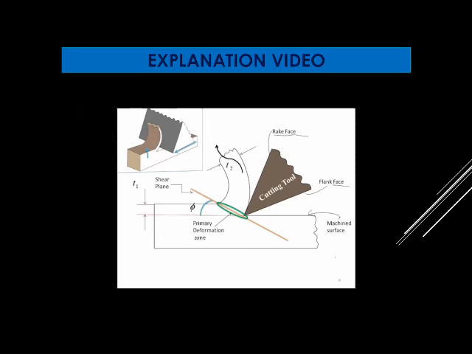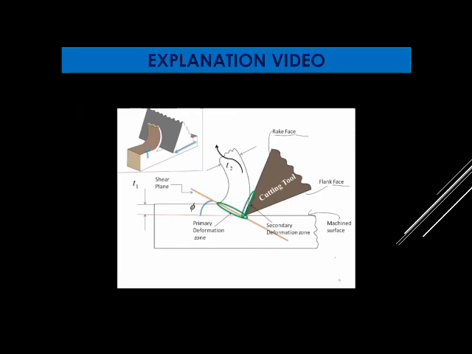Now there is another zone where the second stage of deformation takes place. This is also called the secondary deformation zone, as we see in this picture. It happens just when the chips rub vigorously with the rake face of the tool while flowing out. A tremendous amount of friction is generated here.